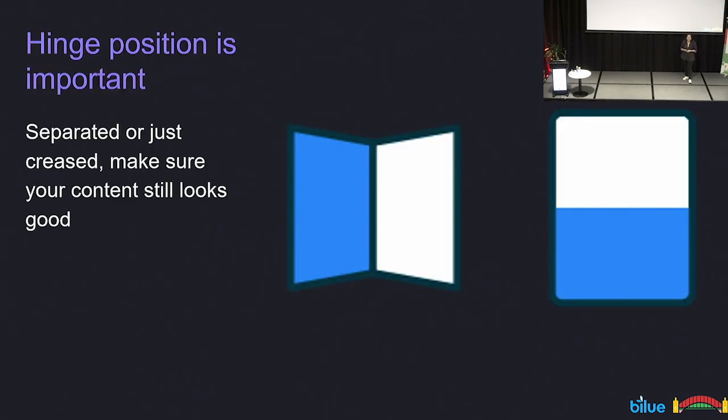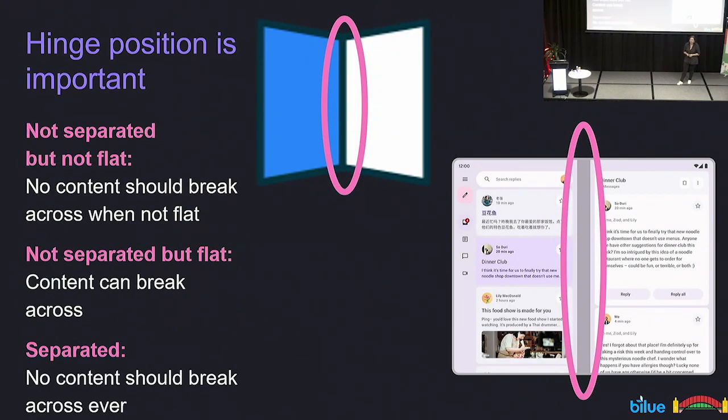So why do we care about this hinge? A lot of our devices have creases, that's okay, but if we've got a device that's in a book or tabletop posture, we can show different things on either side of the screen. We want to make sure that no content is breaking across when it's not flat. If it is flat, we can break the content across the screen, but if it's separated, we want to make sure no content is ever broken across that hinge.